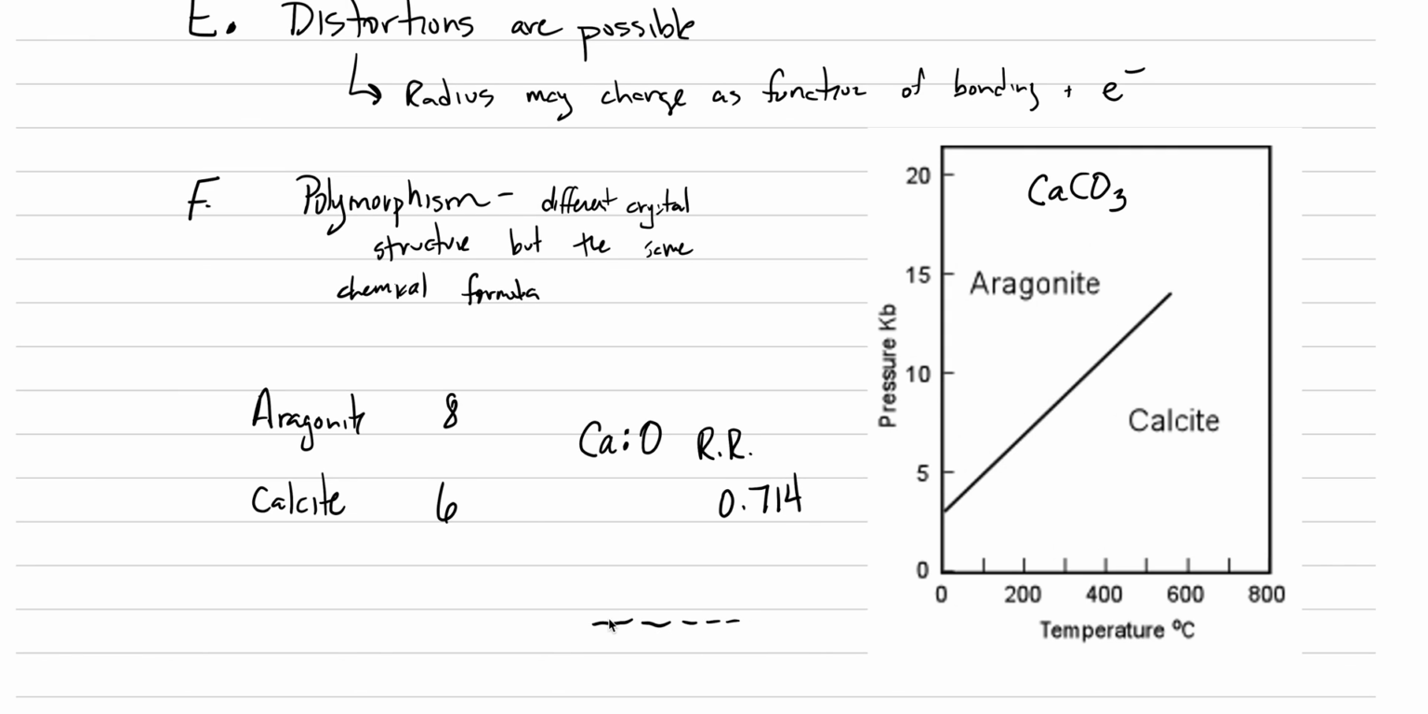So if we were to draw this, the threshold 0.732, anything less than that is 6, anything greater than that is 8. And so CaCO3 falls kind of right here. And so sometimes, depending on the temperature or the pressure of the geologic environment, you can actually go to either side of this line, allowing for polymorphism.